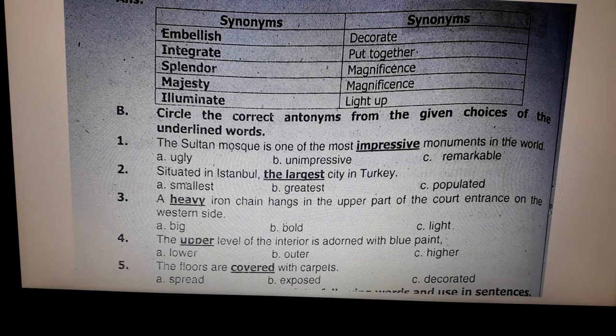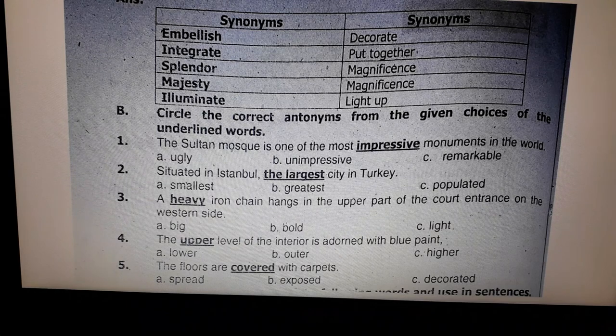At the top we have some synonyms, like embellish means decorate, integrate means put together, splendor means magnificence, majesty means largeness, eliminate means light up. But antonyms are different. Like in number 1, the Sultan Mosque is one of the most impressive. Here you can see impressive is underlined and in dark color, bold, like a heading. The Sultan Mosque is one of the most impressive monuments in the world.